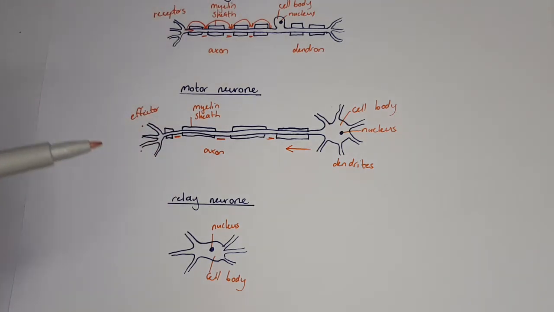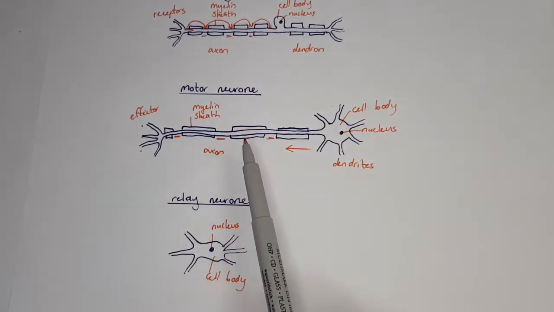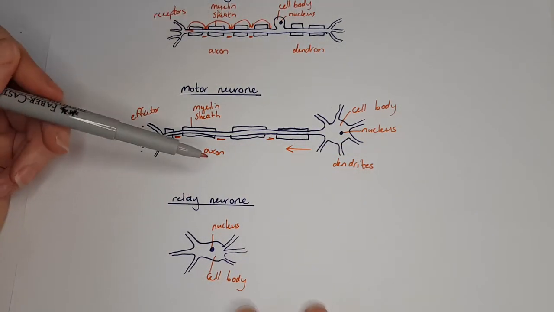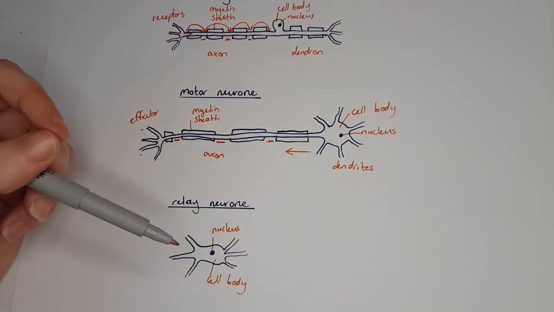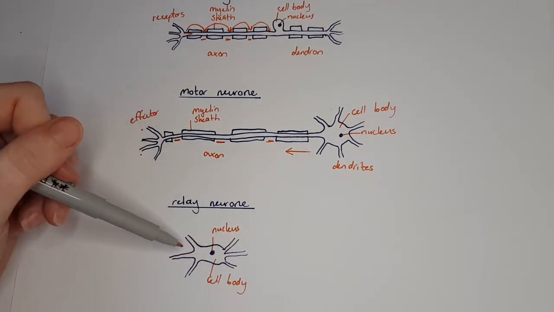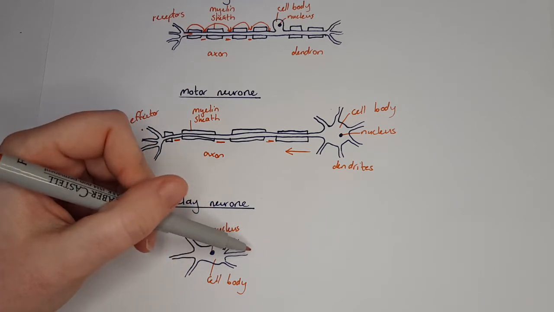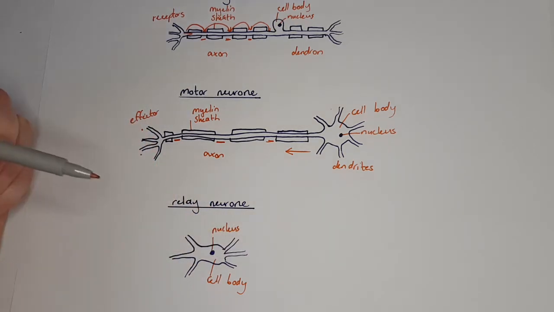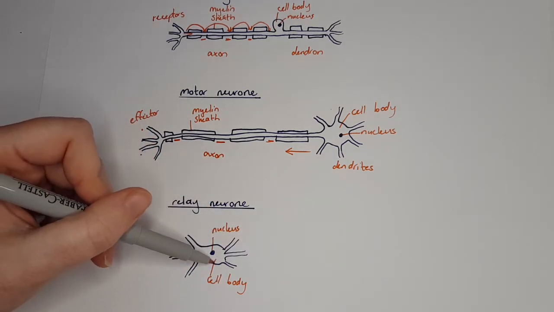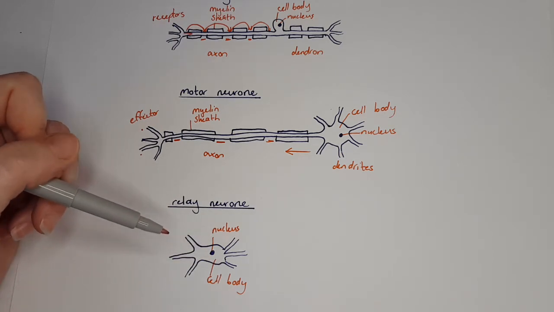And then the relay neuron is just a neuron to connect your sensory to your motor. In between, it's usually found in the spinal cord, and it's much smaller and just connecting your sensory on one side to your motor on the other, still having the cell body and the nucleus in the middle.